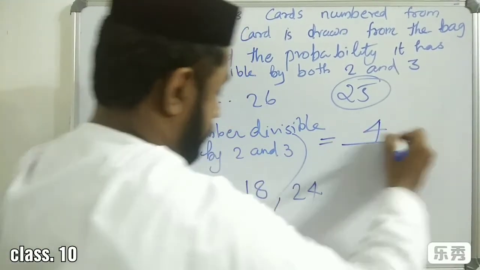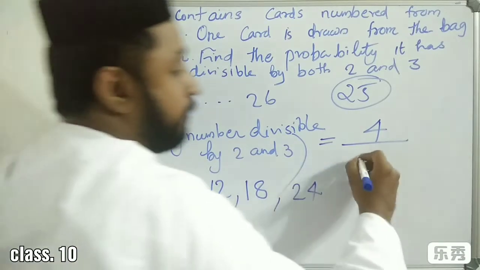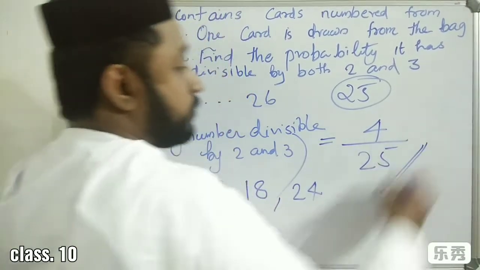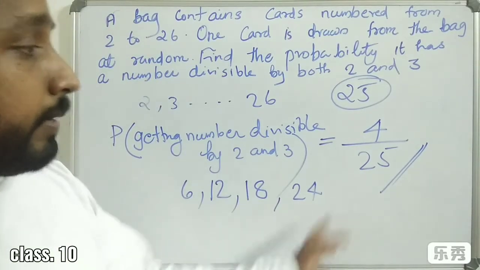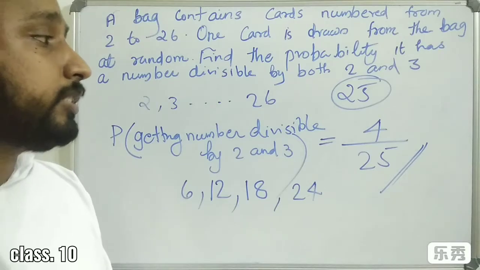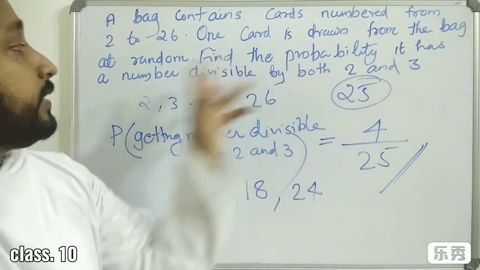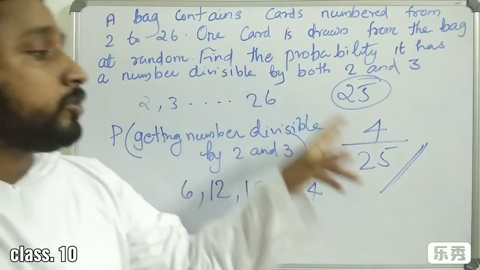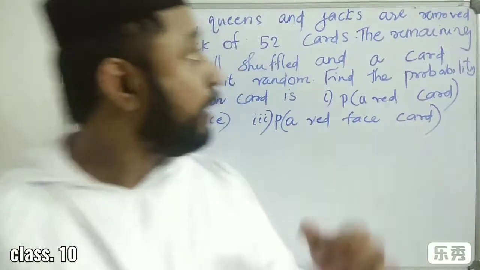4 by total number of outcomes, that is 25. So 4 by 25. So number of favorable outcomes divided by total number of outcomes, that is 4 by 25. So the probability of getting numbers divisible by both 2 and 3 is 4 by 25.